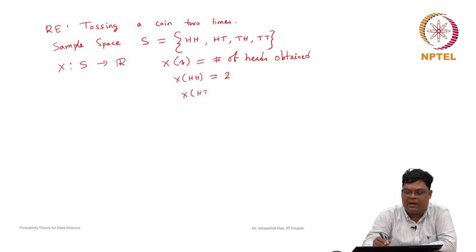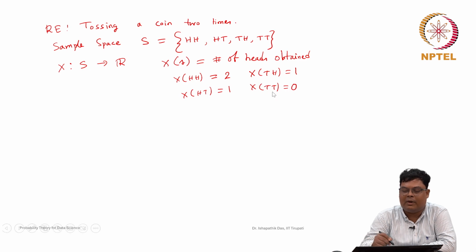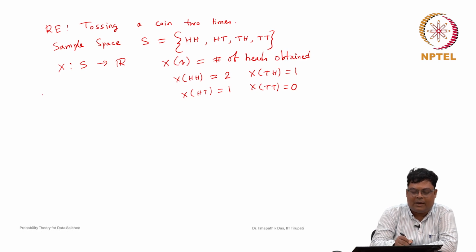X of HT will be nothing but 1, because there is only one head. X of TH will be equal to 1, and X of TT will be equal to 0. The number of heads is 0 here, because there are no heads. Another random variable let us define. We can define another random variable Y from S to R.